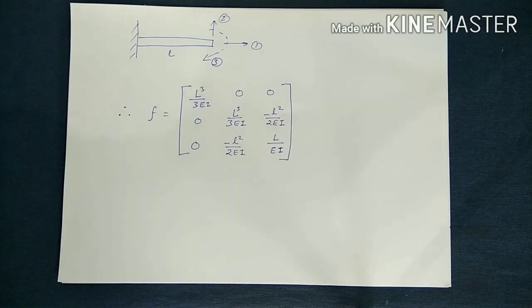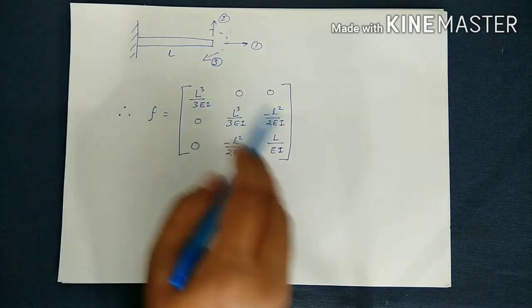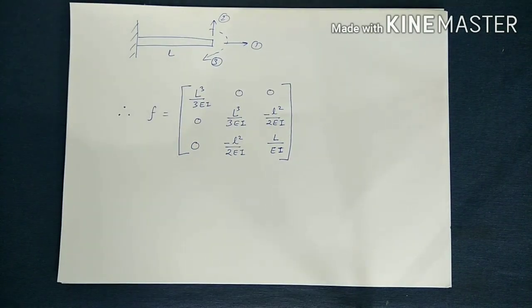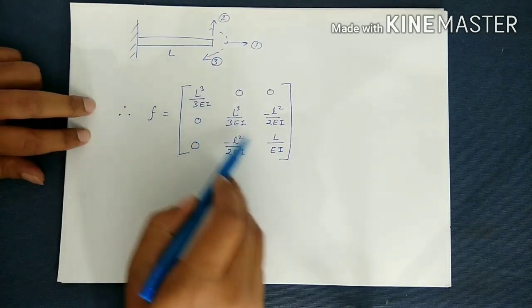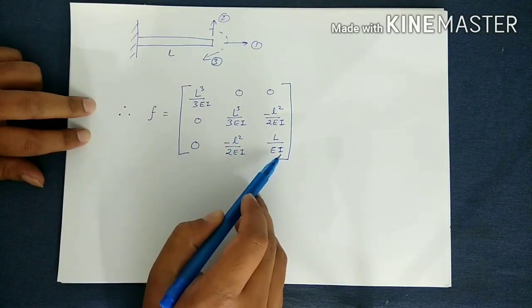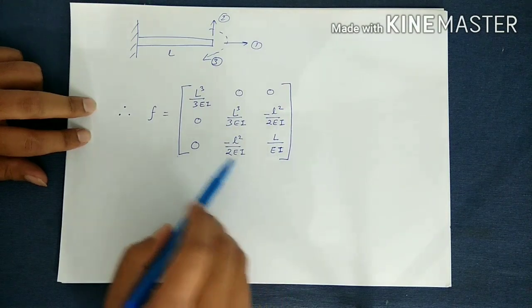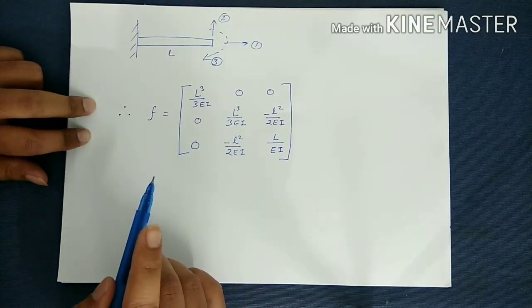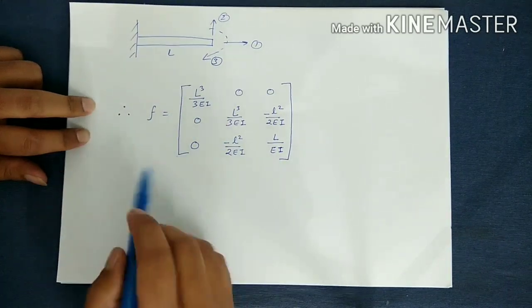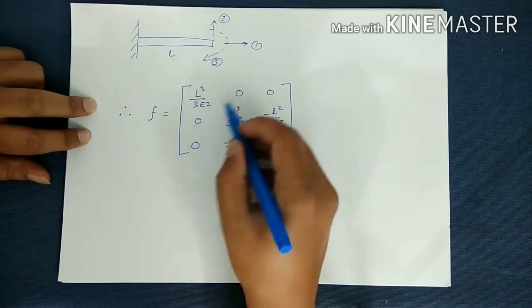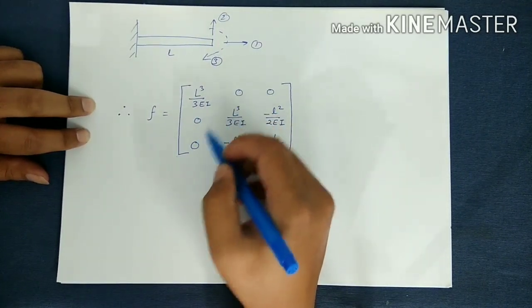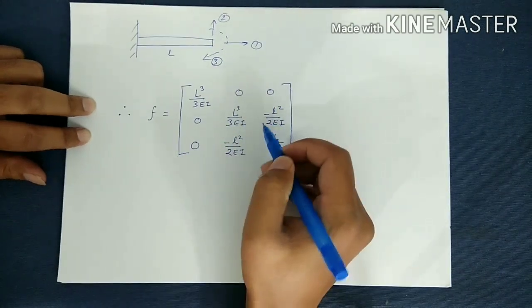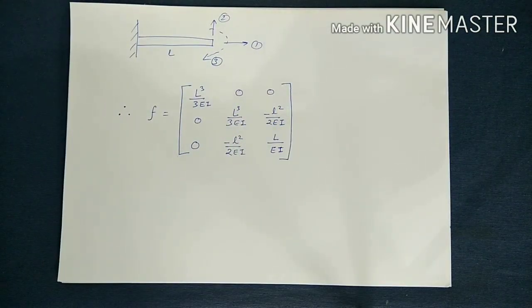Therefore, the final matrix will be equal to these 9 elements. So let's now check these elements by their properties. We can see that the diagonals are always positive and the matrix is always symmetrical about its diagonal. You can see that these elements are symmetrical. Thus we can say that this is your final matrix.